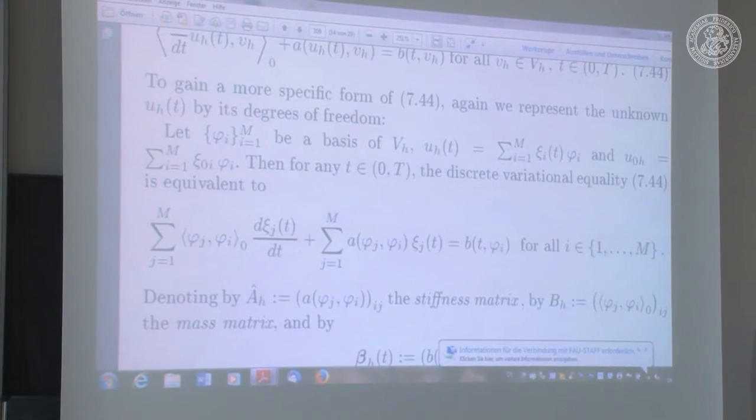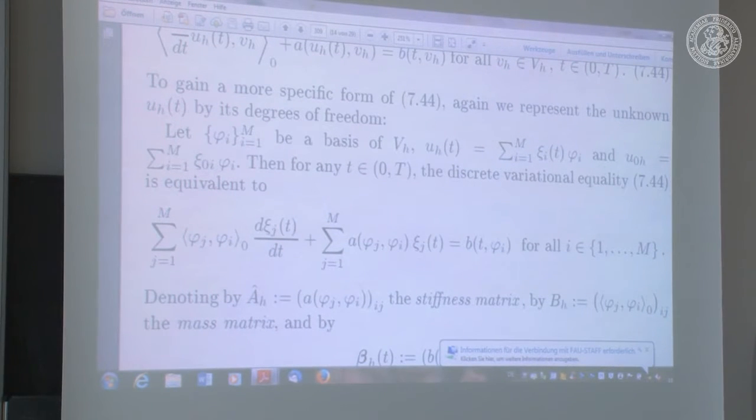And here you see how the mass matrix appears naturally in the discretization of time-dependent problems. So, what is the difference to the situation we had before? Of course, this here is now much more general, but the overall structure of the problem is exactly the same. Again, we have now a linear system of ordinary differential equations.